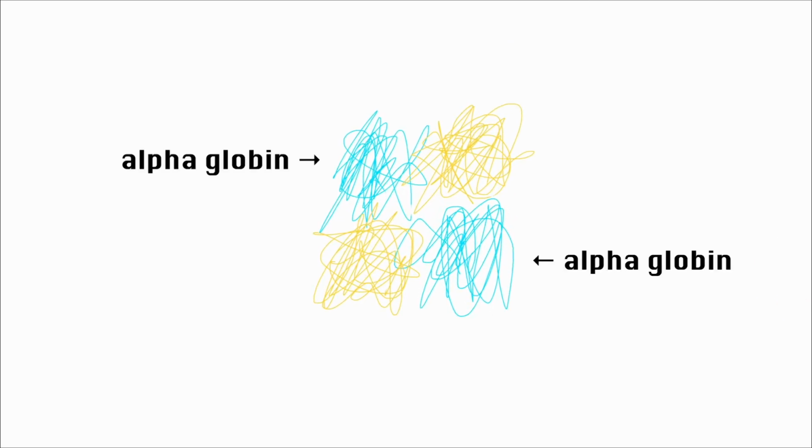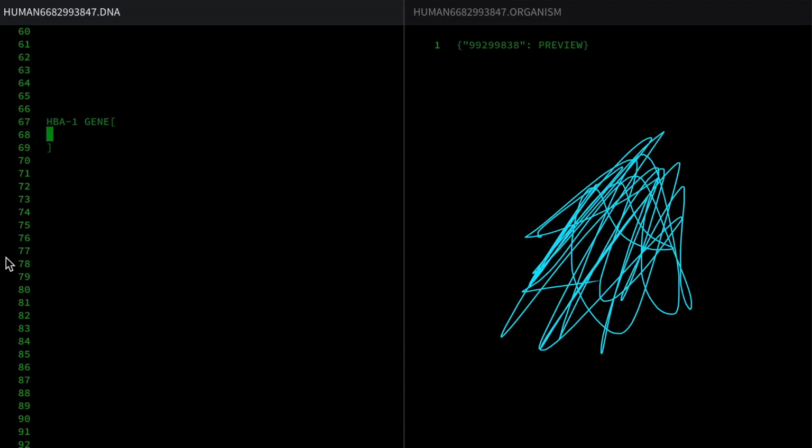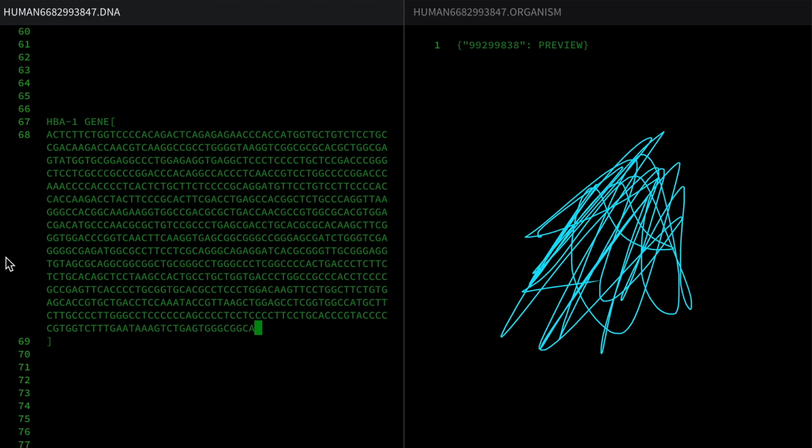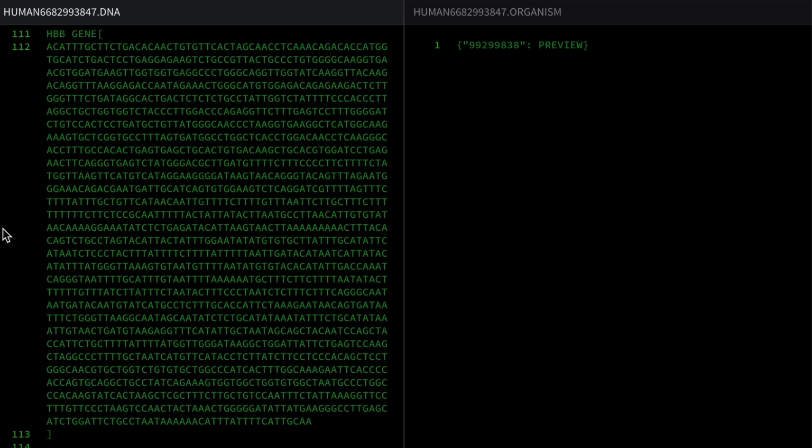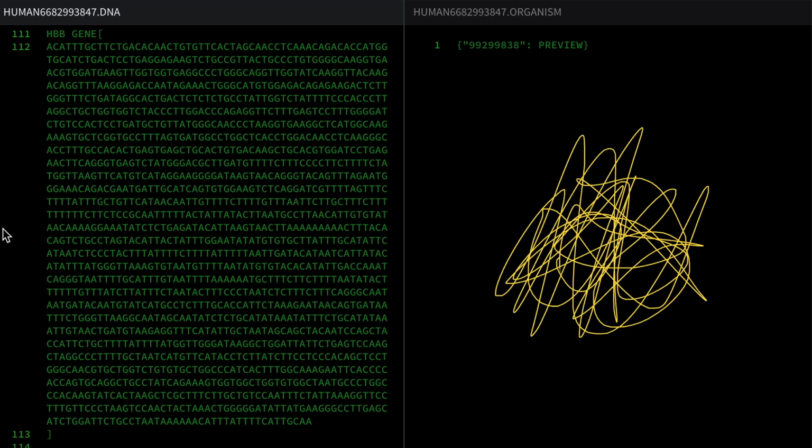Now, hemoglobin proteins are the molecules that actually grab onto oxygen, so your red blood cells can efficiently move the oxygen all throughout the body. They're very important proteins. And each hemoglobin protein is actually made up of 4 smaller proteins, 2 alpha globins and 2 beta globins. Your body makes alpha globin with this bit of DNA called the HbA1 gene. And then this bit of DNA called the HBB gene creates beta globin.